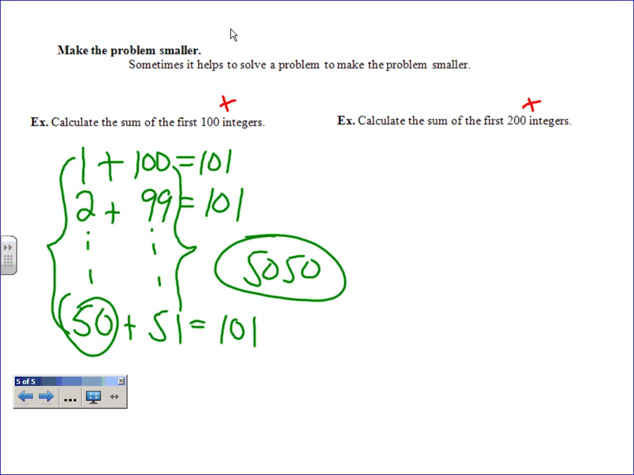So once again, we will have a guest presenter for the second example here. Let's see how she does. First positive 200 integers. As I said while you were working, it's not just double the other answer. And we'll talk about that when our presenter gets done.